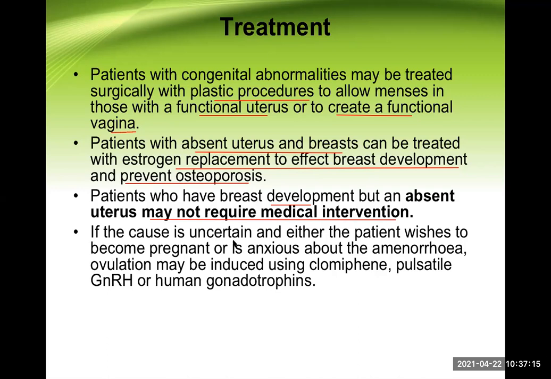If the cause is uncertain and either the patient wishes to become pregnant or is anxious about the amenorrhea, ovulation may be induced using clomiphene, pulsatile GnRH, or human gonadotropin. We can give a trial of this drug, and if we are successful, probably the problem lies in the lack of gonadotropins. That's why the lady was amenorrheic and infertile.